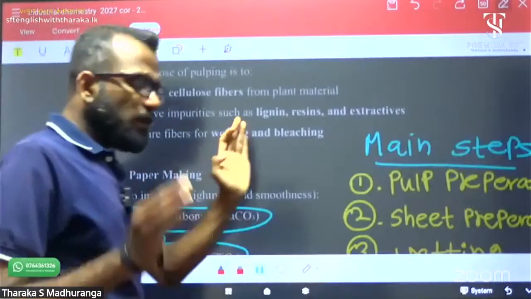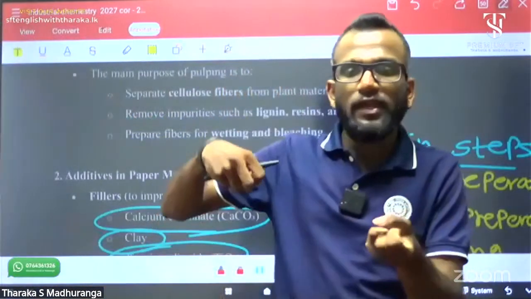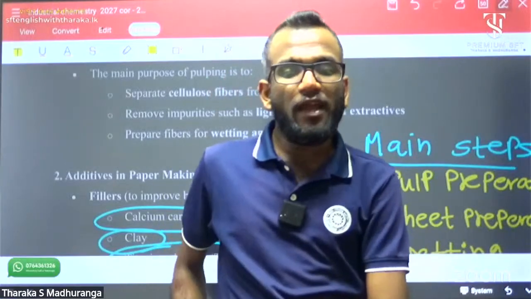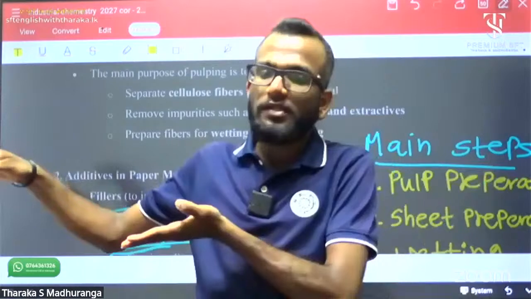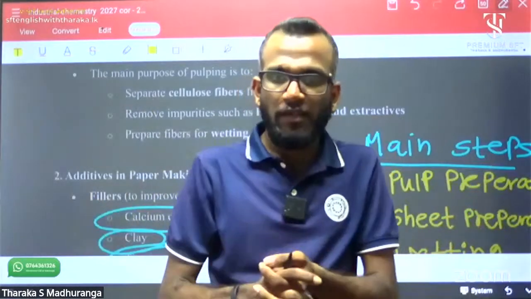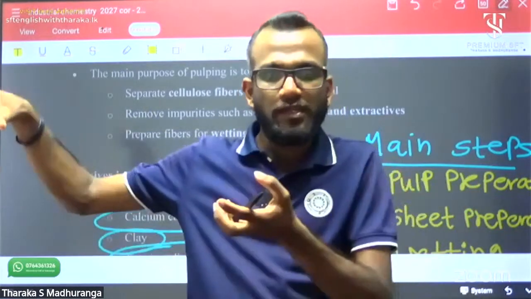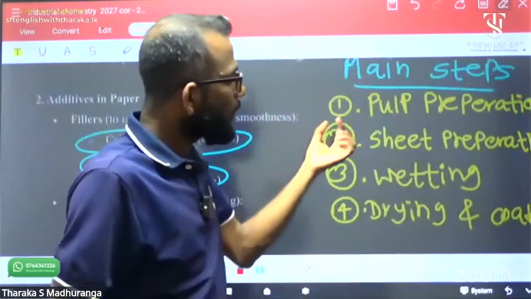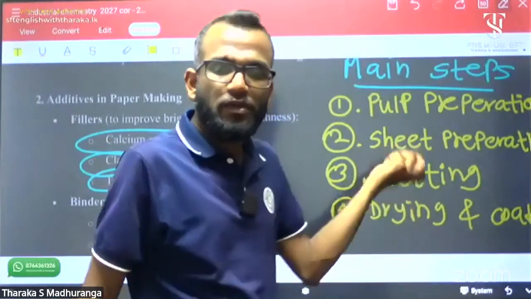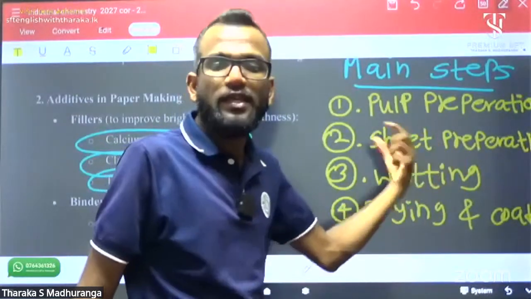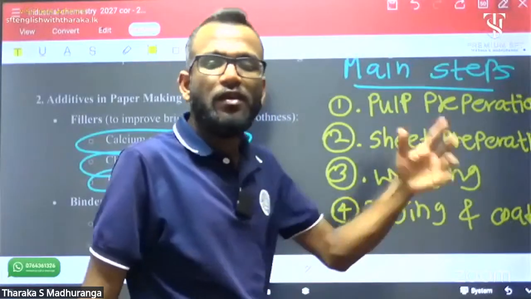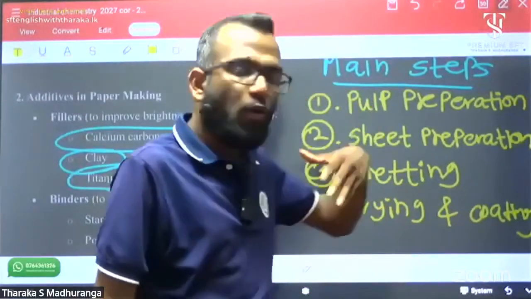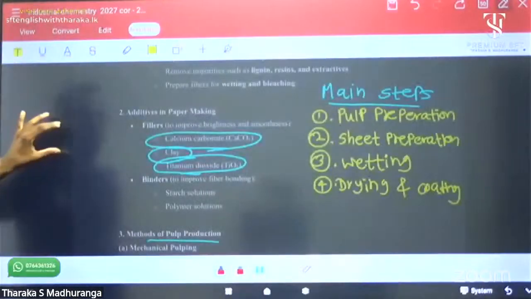Okay, after adding filling agents, we can increase the thickness of this solution. The pulp thickness is increasing, right? Then after that, we can prepare it as sheets using different machines. After sheet preparation, we have to use several cycles of wetting and drying, wetting, drying, wetting, drying, to increase stability. And finally we have to apply coating to get the shine.